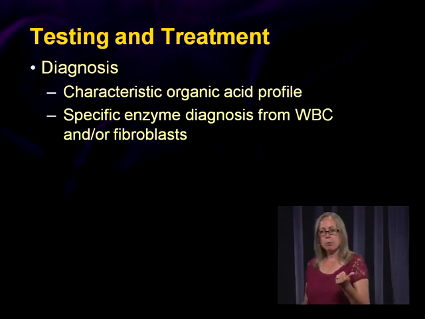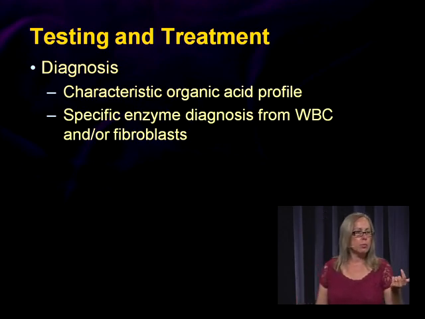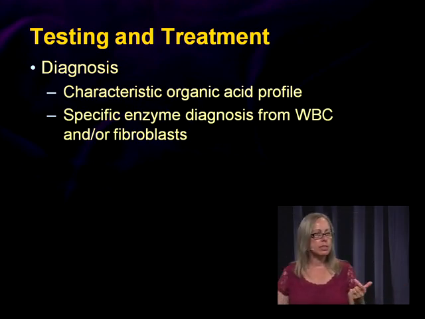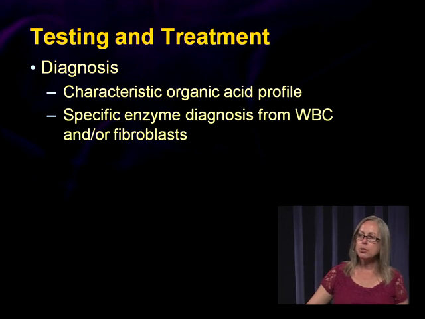So you want to get plasma aminos and urine organics. That's going to take about 1 to 2 weeks to come back. That's not very helpful in the ER. But once you get the test results back, you can make a very good diagnosis because you'll know, again, A, B, and C, what's up, what's down.